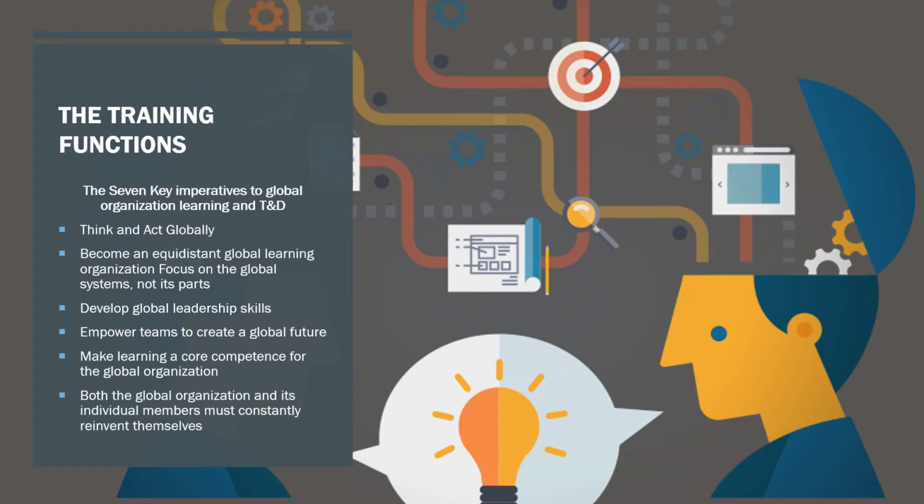Lastly, the seventh key focus requires that both the global organization and its individual members must constantly reinvent themselves. To compete with other companies, continuous self-development and growth is a key aspect. These 7 key aspects just mentioned keep a global organization able to match constant changing and expanding global needs and keep organizations able to succeed in an international marketplace.